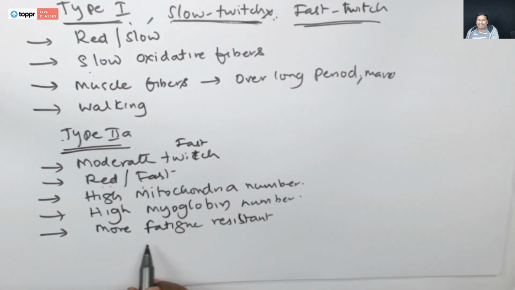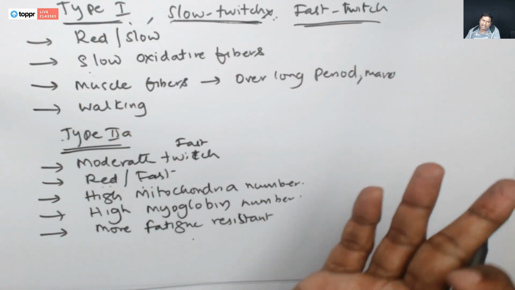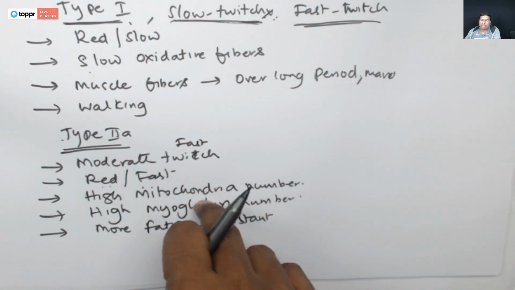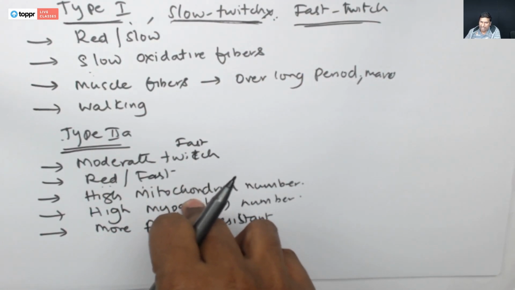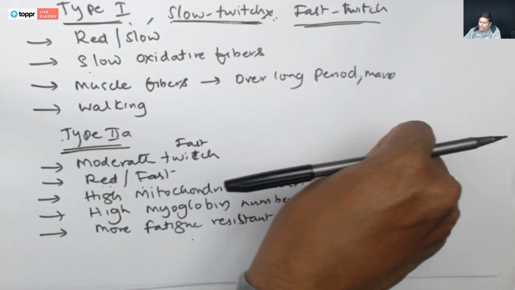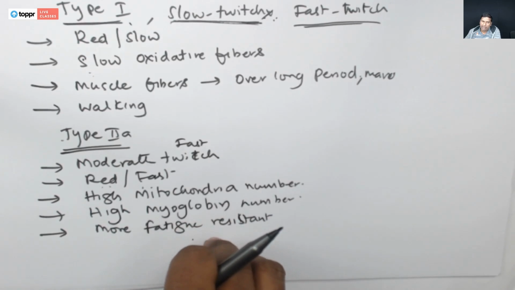They don't get tired very quickly. These muscles don't get tired quickly when compared to the next category, type 2B. When compared to type 1, definitely they get tired quickly. They get fatigued quickly. But when compared to the next category, which we'll discuss, type 2B, these don't get fatigued quickly.